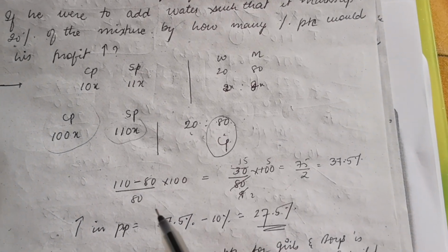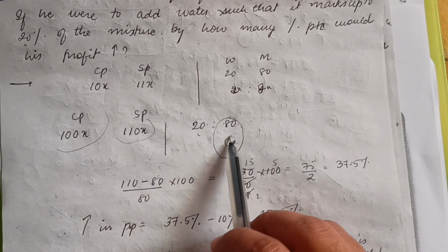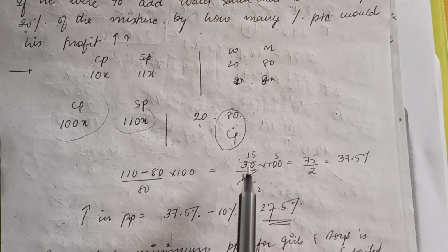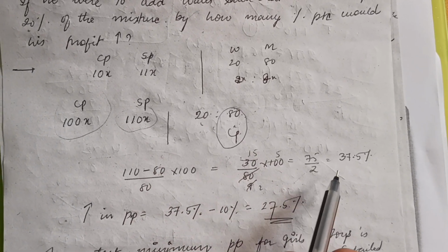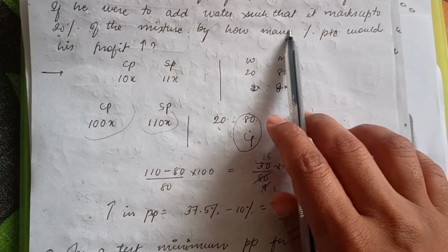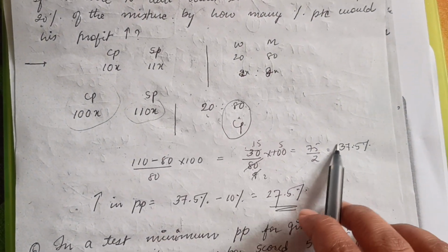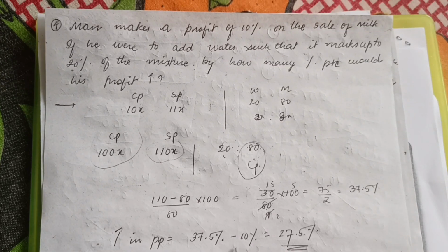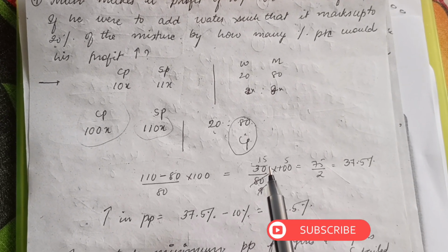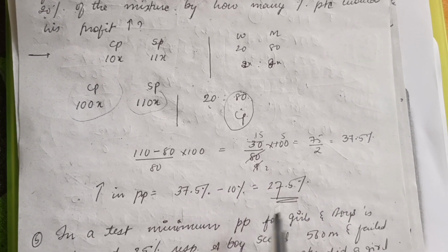Okay, so 110, this is the SP, minus the new CP, that is 80, divided by 80, into 100. It will be 30 divided by 80 into 100, so we will get 37.5%. They asked by how many percentage points would his profit increase. Initially he got 10% of profit, so if I subtract this, I will get the percentage points which got increased, that is 27.5%.